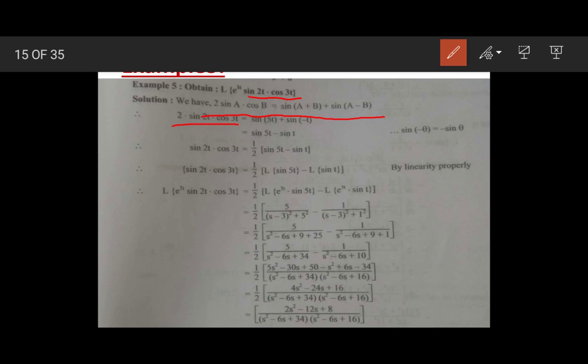We are going to substitute a as 2t and b as 3t in the right hand side. So it will be sin 5t plus sin minus t. But we know that sin minus theta is minus sin theta, so it will be sin 5t minus sin t. Now sin 2t into cos 3t is equal to, taking this 2 to the right hand side, half into sin 5t minus sin t. Now I am going to put this in the question.